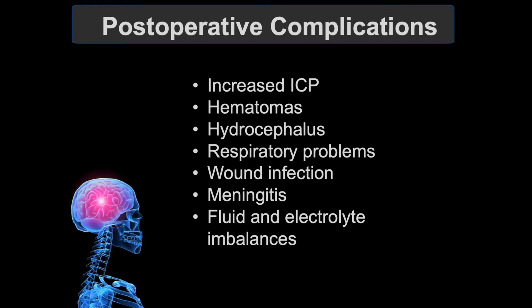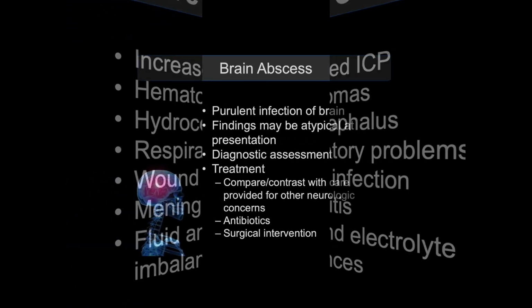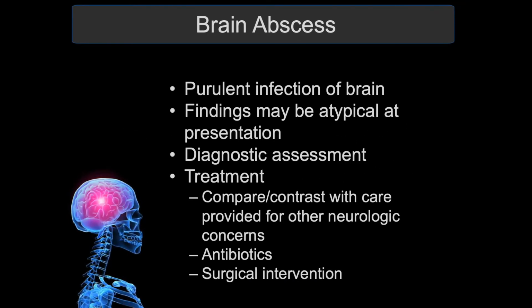Brain abscesses also take up space within the skull. A brain abscess is a purulent infection of the brain. The findings may be atypical at initial presentation, so diagnostic assessment is required to determine that the patient in fact does have an infection. Treatment is similar to other types of therapies for reducing or maintaining ICP, but also antibiotics need to be added.